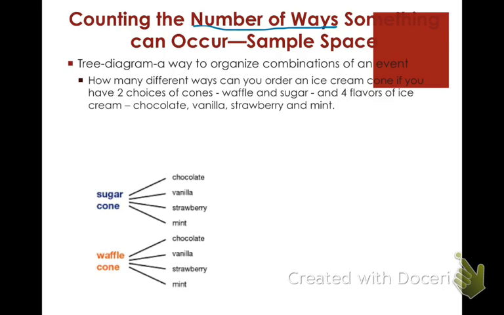Well, you can organize this by creating a tree diagram. So draw this in your note space on your notes handout. First we simply write down our choices, and we'll just start with our choice for cones. We've got a sugar cone and a waffle cone. And then we just use branches to show from each of those choices how we could combine them with our choices of ice cream.